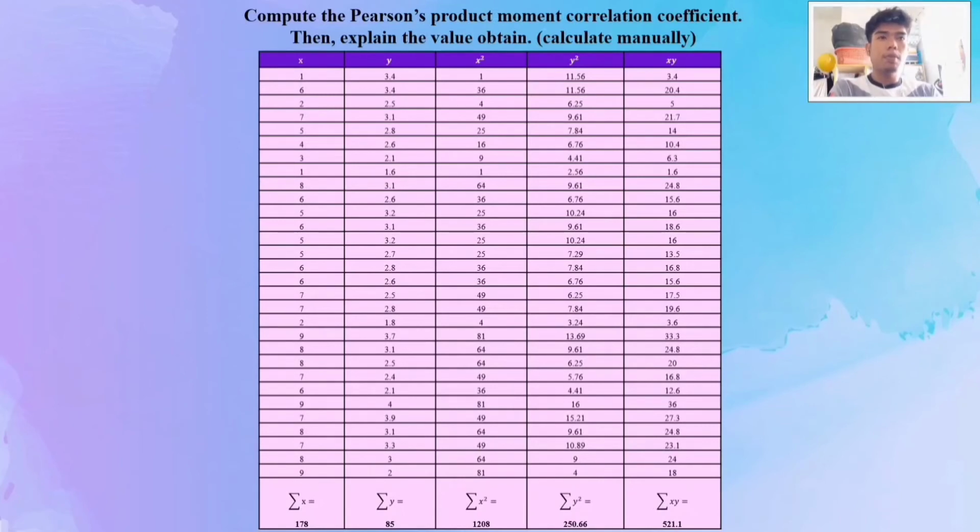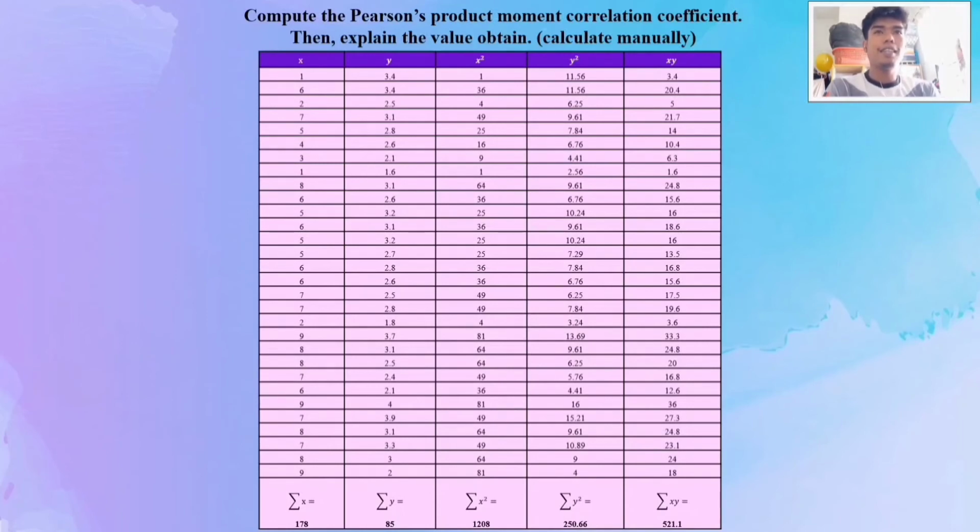Then let's move to find X to the power of 2. To find X to the power of 2, we use the original data from X, and the answer will be 1200 for the total of X squared. For the total of Y squared, it is the same as how to find the power of X. For example, 3.4 to the power of 2 is 11.56. The answer will be 250.66 for the total of Y squared.